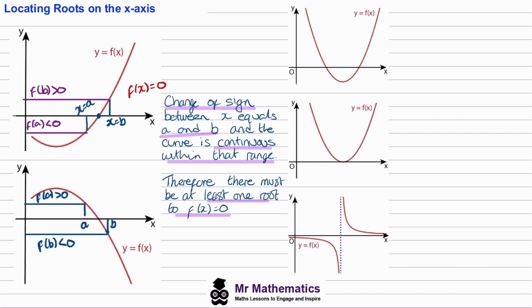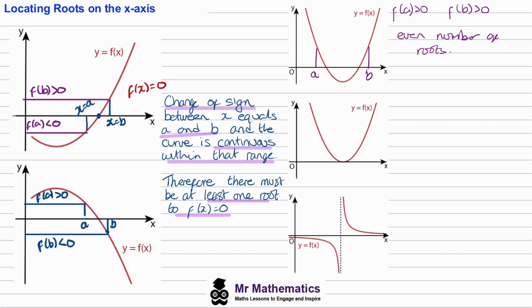But in the special cases we need to consider, we have to be careful when we choose our values of x. Say for instance we choose a value of a on this side and a value of b over here. Well, we can see that f of a is greater than 0 and f of b is greater than 0. So you might conclude that there's no roots, but actually there's an even number of roots within that range. So we have to watch out for an even number of roots.